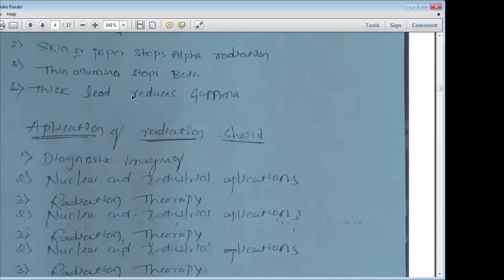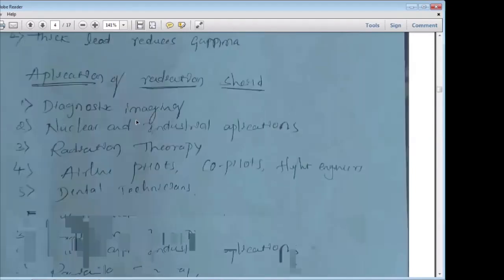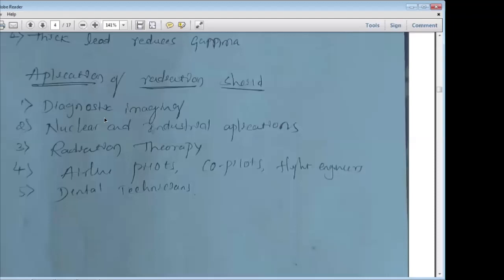Where is the radiation shield applicable? In case of welding it is used. In diagnostic imaging, the diagnostic X-ray, or scanning or some other diagnostic process, they use the radiation shield. And in nuclear and industrial applications, as I told, the nuclear reactor in Kaiga, many plants use the radiation shield so that it will not affect human health.